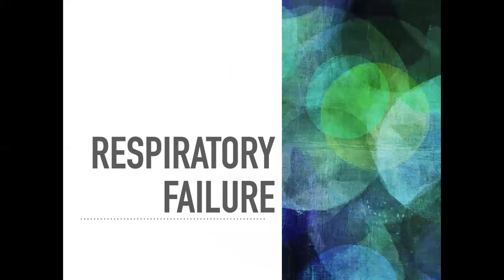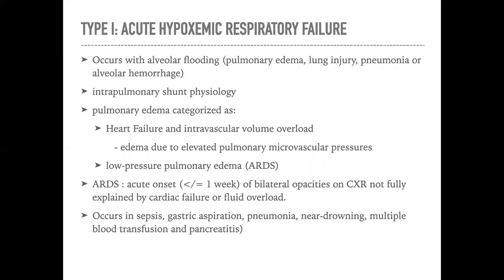Because we are now dealing with mechanical ventilation, it would be prudent to discuss the different kinds of respiratory failure. Type 1 respiratory failure is what is known as acute hypoxemic respiratory failure. This happens when the alveoli are flooded. The flooding could be from pulmonary edema, lung injury, pneumonia, or alveolar hemorrhage.